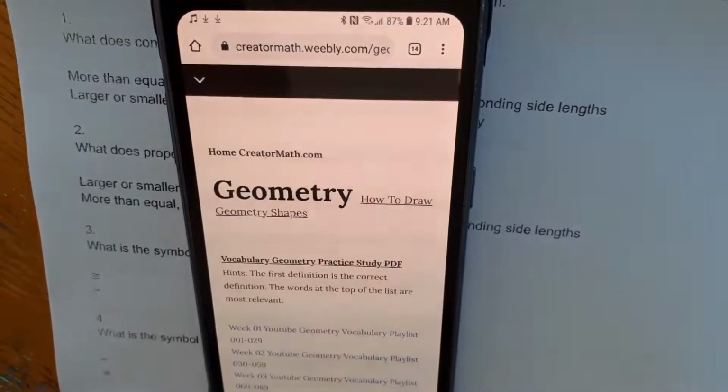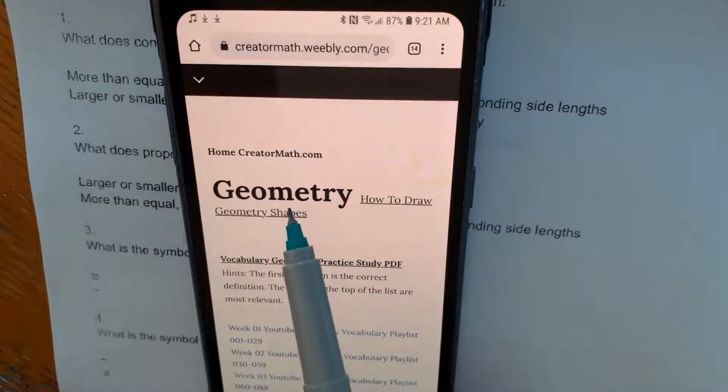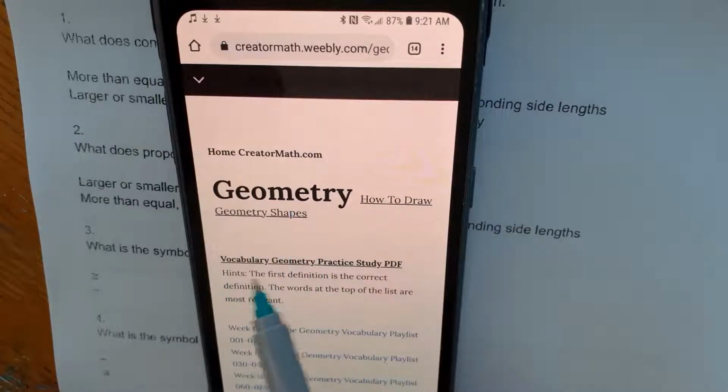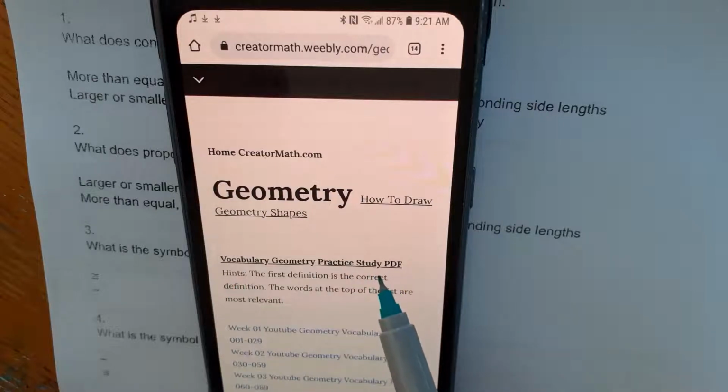We're looking at a geometry lesson. So all of the lessons, the vocabulary, the problem sets, and the instructional videos are all under the tab of the class you're in, in this case, geometry. So let me please point out to you the Vocabulary Geometry Practice Study PDF. This is a complete list of all the vocabulary we'll use the entire year. It is searchable, you guys.